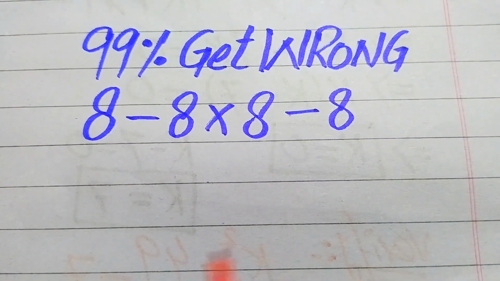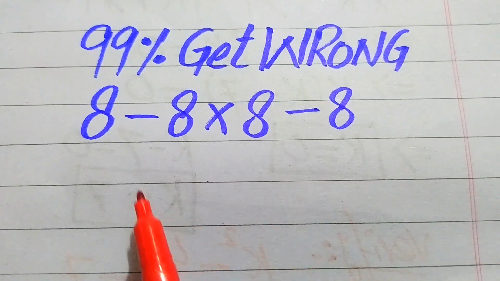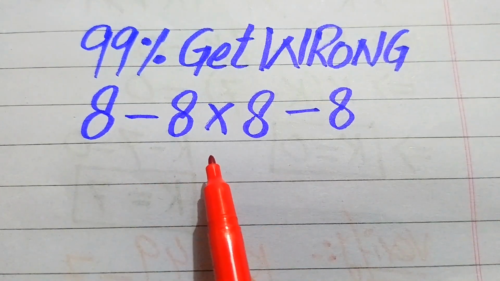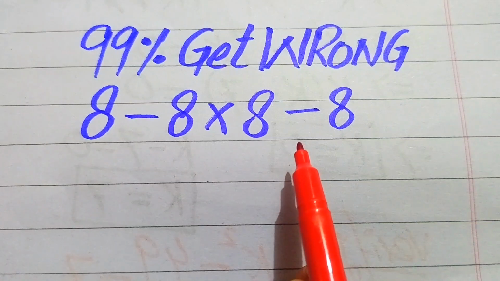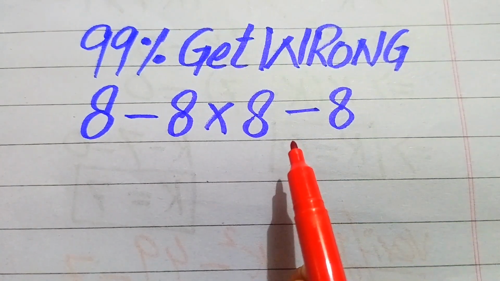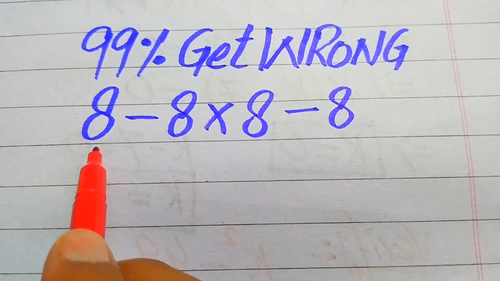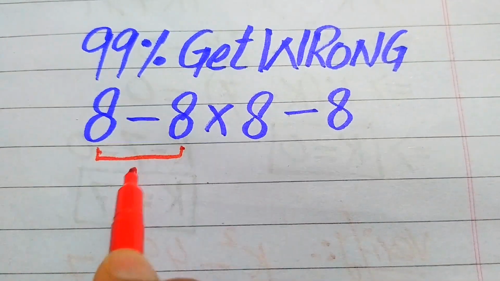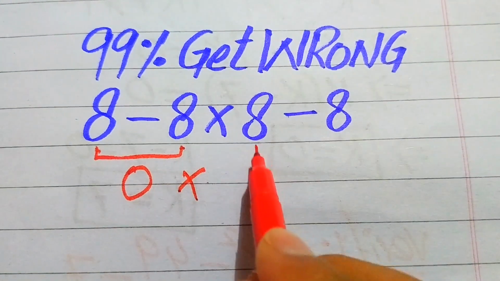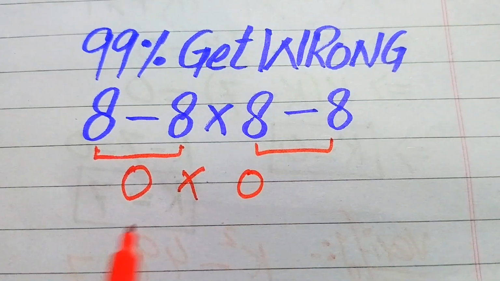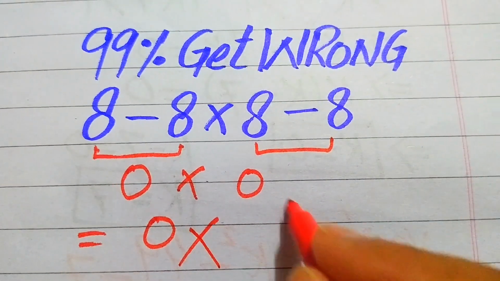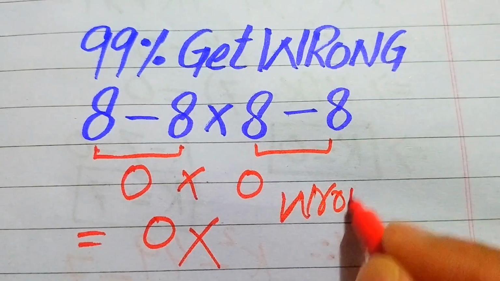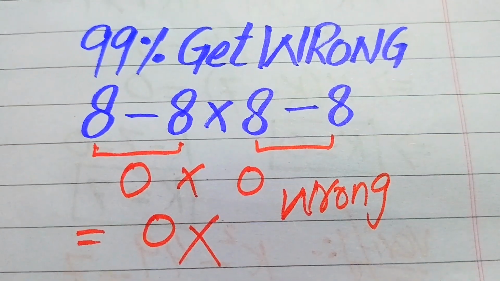So here we have this nice algebraic expression: 8 minus 8 multiplied by 8 minus 8. So we solve this problem here, and first I can explain some common mistakes which students can make. Some students solve it this way: 8 minus 8 becomes 0, multiplied by 8 minus 8 becomes 0, and the final answer becomes 0, but this is the wrong answer. This is the wrong way to solve this type of problem.